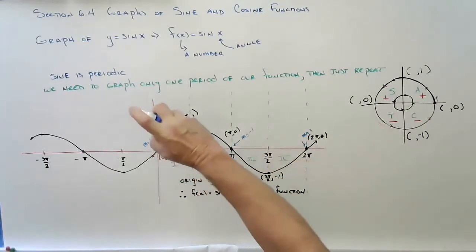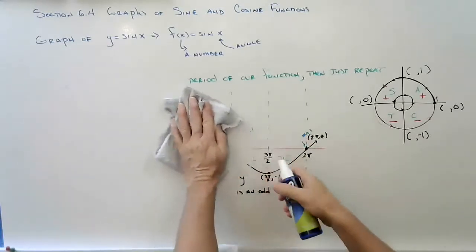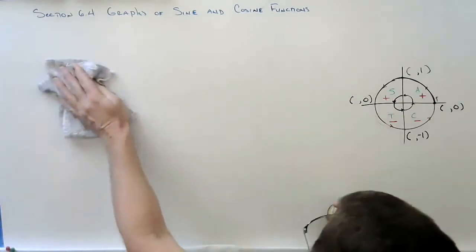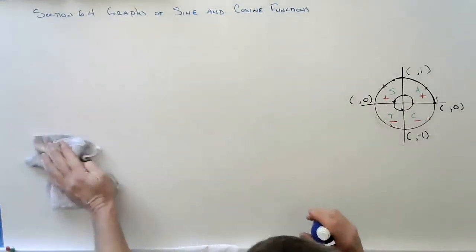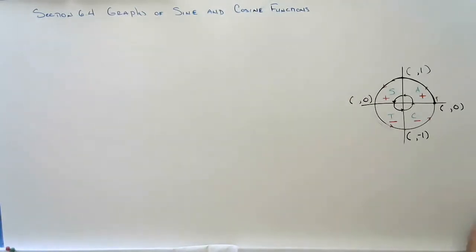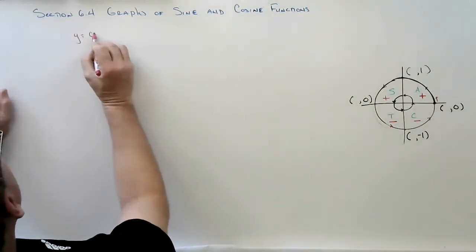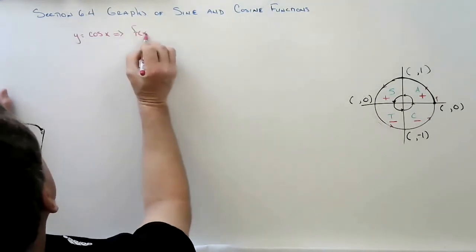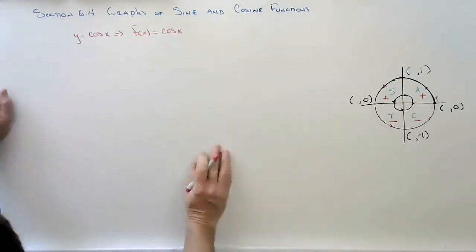I'm going to erase this, get this out of the way. I'm going to leave that unit circle there. And we'll talk about what the graph of cosine looks like. Right? What does the graph of cosine look like? So now we're going to graph y equals cosine x, or in function notation, f of x equals cosine x.